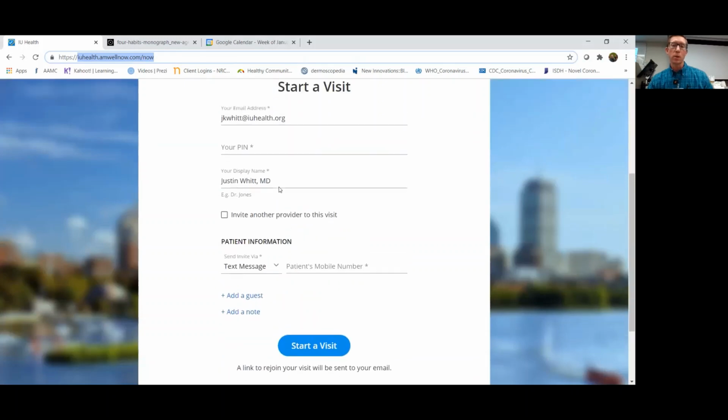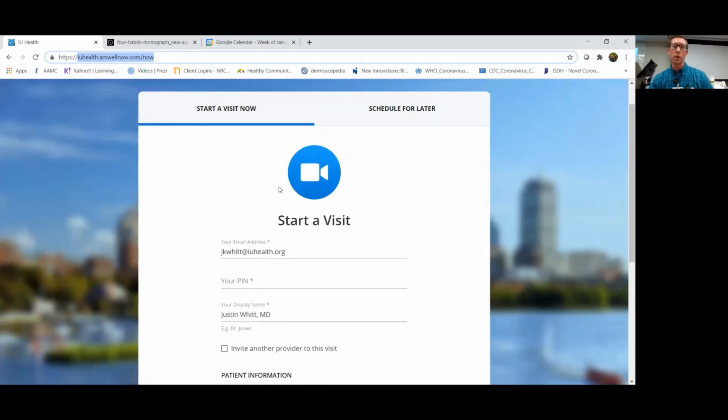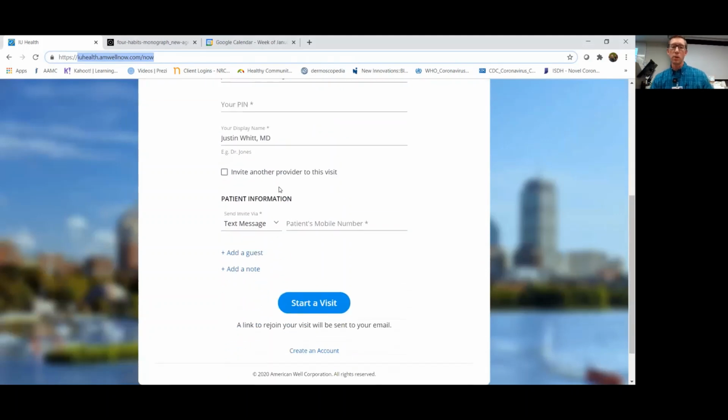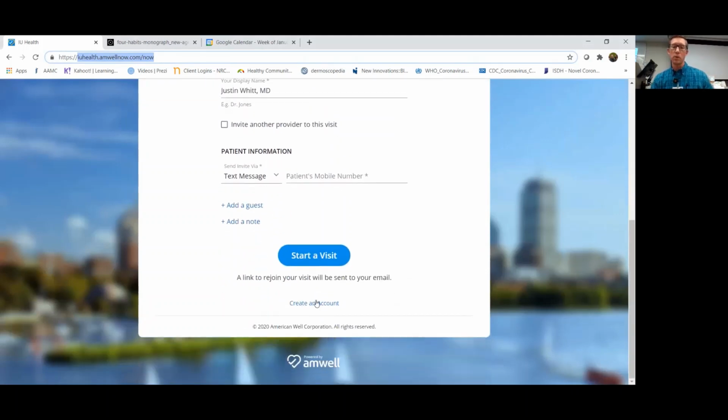I am registered, so it's showing me my start screen. Again, if you're not registered, you're just going to have to create an account. Down here at the bottom, it gives me the option to create a new account. So if I forgot my PIN, that's what I would do. I would just say create account. It doesn't matter that you're already registered. It will just redo your registration from the get-go.